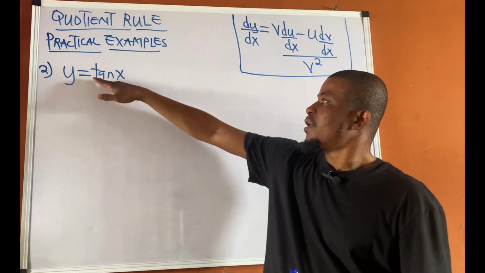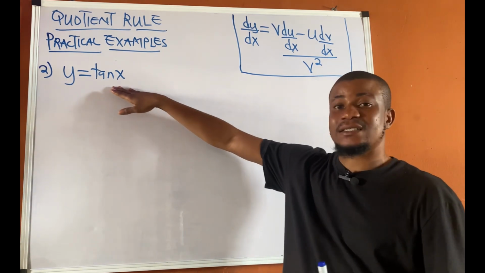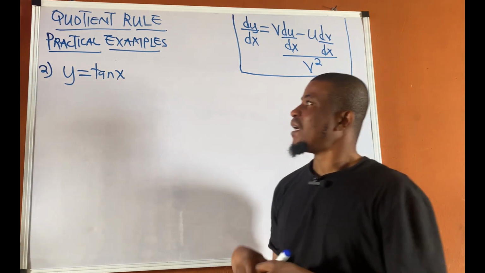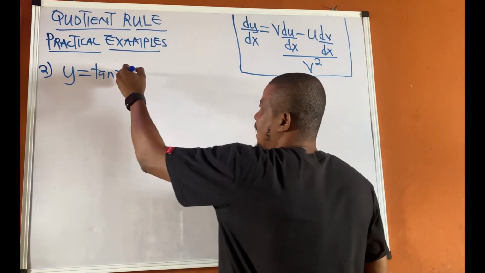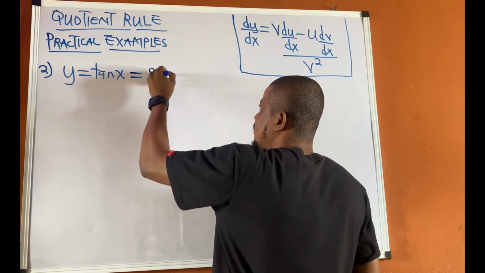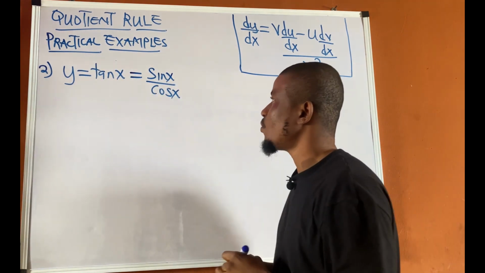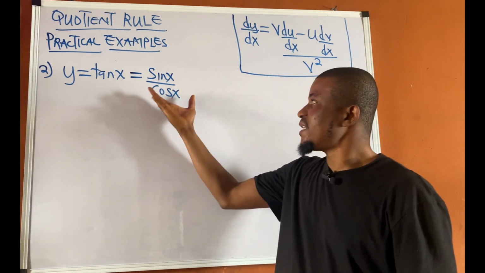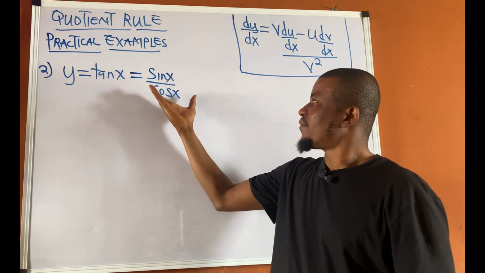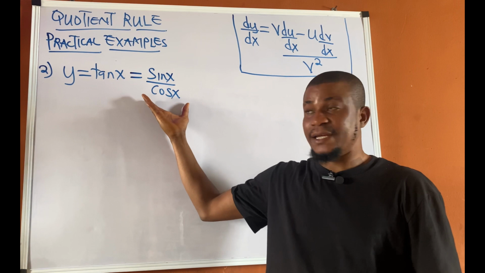Now the question is, what is tan x in its basic form? Tan x is the same thing as sine x over cos x, right? Sine x over cos x. Now it's in its basic form, and from this, we can now see the rule to apply.